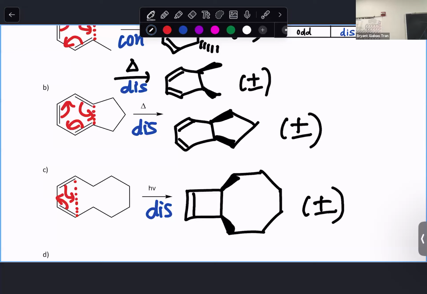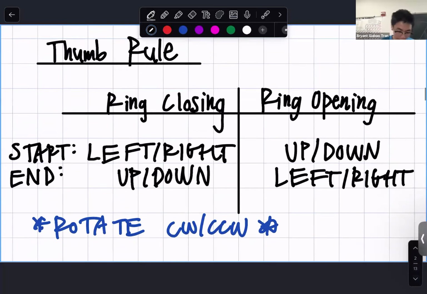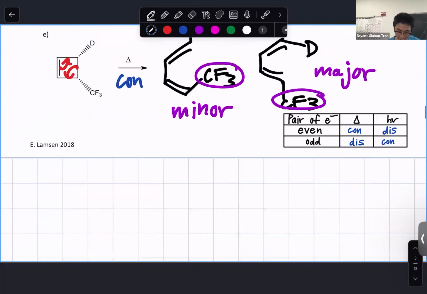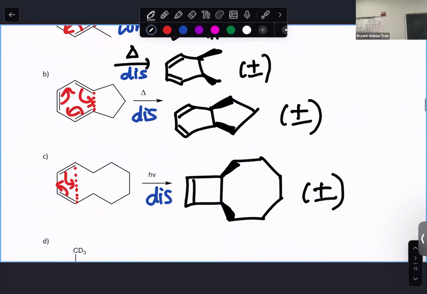Thumb rule, can you explain one more time how we know if we start with my thumbs up or facing? Yeah, so for the thumb rule, we are going to start our thumbs left or right if we are ring closing. In this example here, we did ring closing because we are closing a ring, which is this ring right here. So we have to start our thumbs left or right, where that direction depends on these groups right here coming out of that, right?